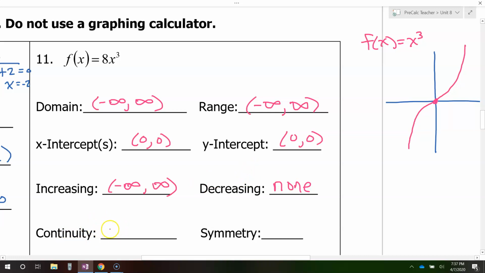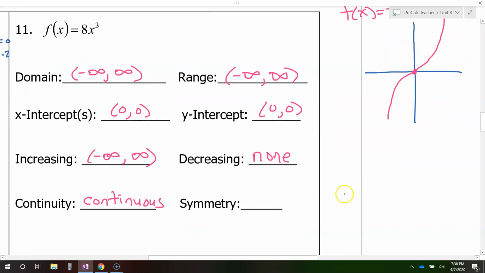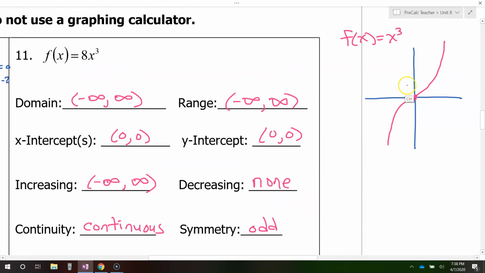As far as continuity, I'm going to say this is continuous because there are no breaks in the graph. There are no gaps, there are no jumps, there are no asymptotes. It is continuous. For symmetry, this is the classic example of odd symmetry, the rotational symmetry. If I rotate this around the origin, if I turn it upside down, it's still going to look exactly the same.